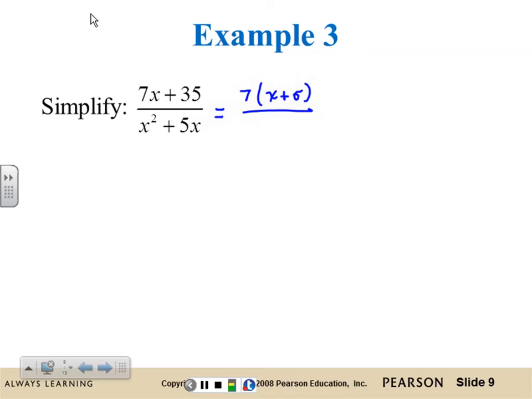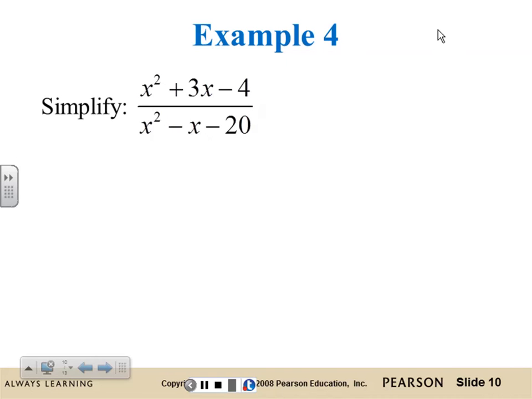Now the denominator, there's an x in common. So if I divide each one of those terms by x, I'm going to get x plus 5 there. So as you can see, we have two factors that are exactly the same. Those will cancel out to 1, leaving me with 7 over x. And we just reduce that rational expression.